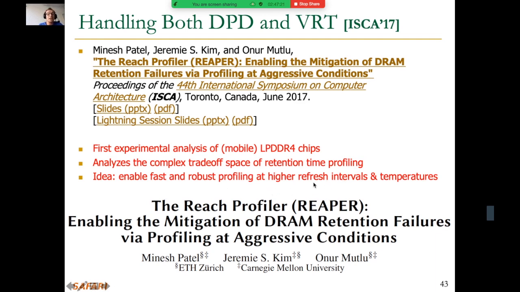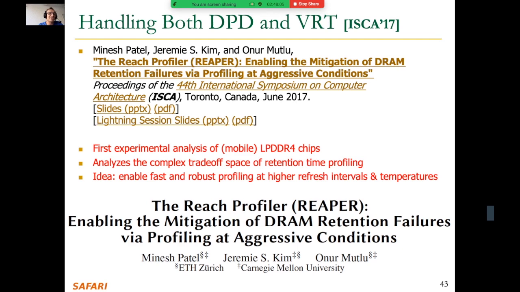Basically, if you want to find a good refresh interval and find the failing cells at a refresh interval X and temperature Y, increase the refresh interval, increase the temperature, and test at that point. This gives you a superset of failing cells at the refresh interval you're targeting. That's why it's called reach profiling. You're reaching to some other refresh interval and temperature that's more aggressive to find the superset of cells that would fail. And this is much more robust than previous retention time profiling mechanisms. This also goes into the complex trade-off space of retention time profiling, which we may talk about later on.